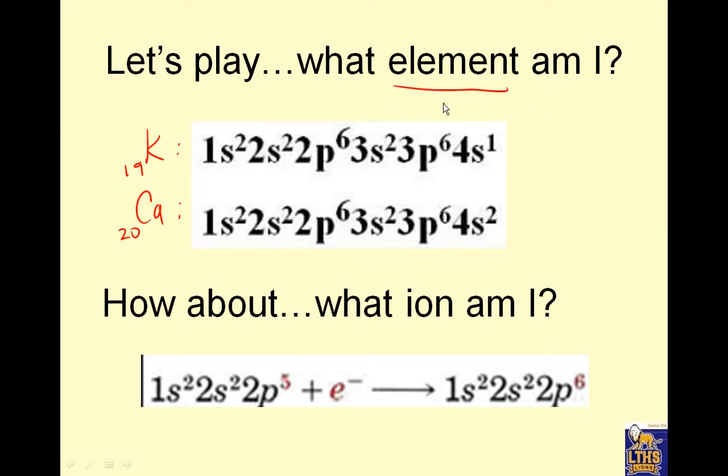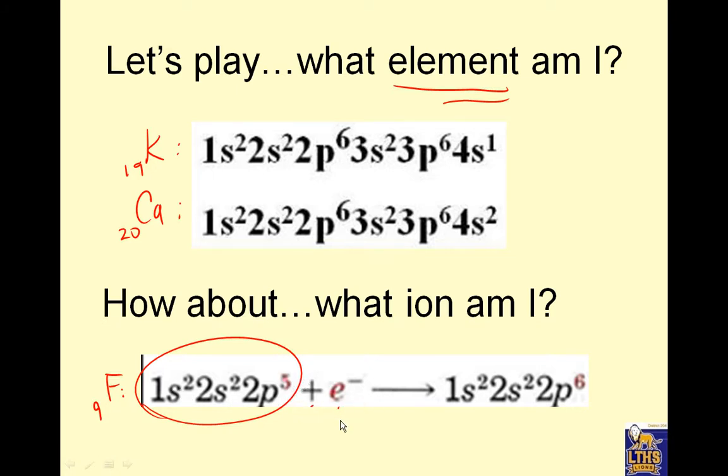Now, remember, elements are atoms. Atoms are neutral, so these don't have charges on them. But what if it's an ion? For instance, where do we start with this? Okay, well, I'll tell you that this is 4 and 9 is fluorine because it has 9 total electrons.